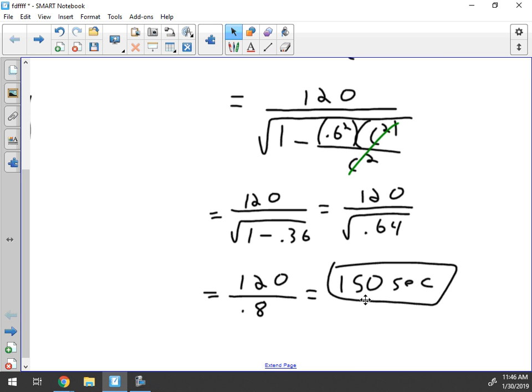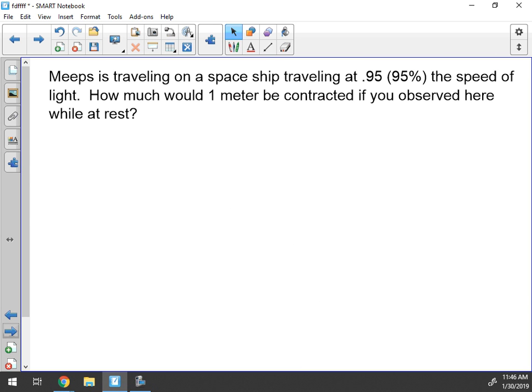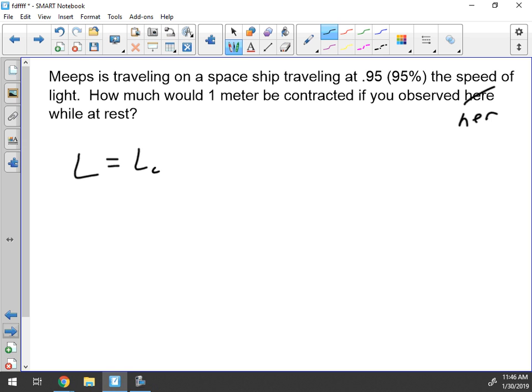All right. One more problem, this one involving length contraction. So this one, Meeps is traveling on a spaceship, traveling at 95% the speed of light. How much would 1 meter be contracted if you observed her while at rest? So our equation for this, our length equals our original length times the same relativistic factor. So we would have L equals 1, that's 1 meter, times the square root of 1 minus, and I'm going to use the same trick as last time.